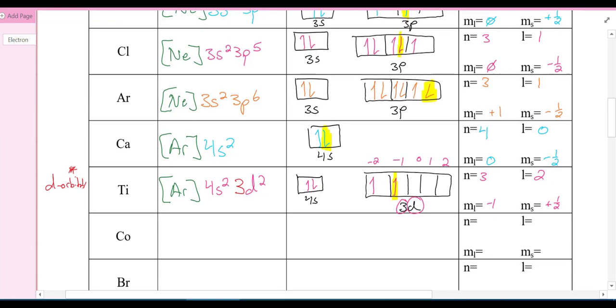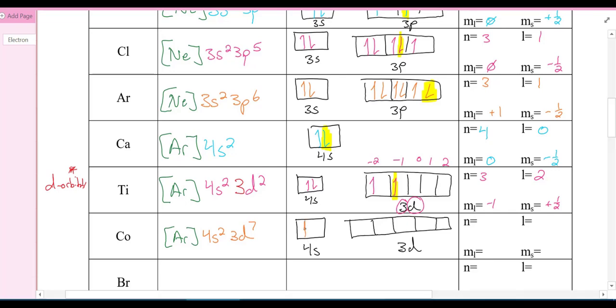Cobalt. Alright, skipping over to cobalt. Argon. And then we have 4s2, 3d7. You count them over. 1, 2, 3, 4, 5, 6, 7. Right, just count them over. 4s. Now, technically, the d's are not valence, but we're doing them anyway. 3d. Up 1, up 2, up 3, up 4, up 5, down 6, down 7. So you notice, and this is why we picked this one, this orbital is the same as this orbital for titanium. It's the same d orbital. So N, still 3. L is still 2. M sub L is still negative 1. Same orbital. But now the difference is minus 1/2 for the spin.